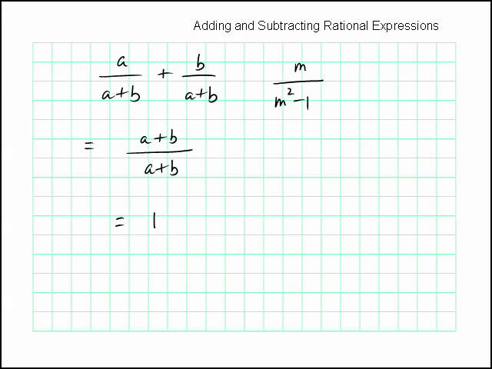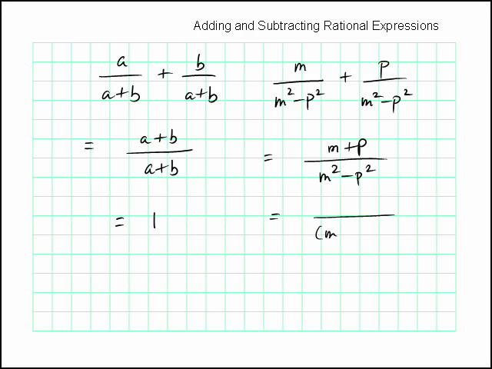M over m squared minus p squared plus p over m squared minus p squared. I have a common denominator, so I can combine the two fractions into one. M plus p over m squared minus p squared. But here's another one where this will reduce a little bit. Notice that I have a difference of squares pattern in the denominator. That's m plus p, m minus p. Therefore, I can get rid of these m plus p's, and I'm left with 1 over m minus p as my answer.